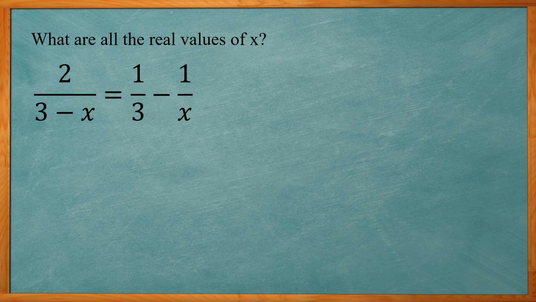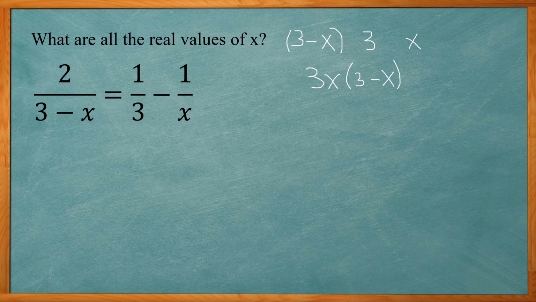So our denominators so far are 3 minus x, 3, and x. So our common denominator would be 3x times 3 minus x. Now none of these three have anything in common, so the common denominator had to be all these three multiplied together. Okay, so I'm going to multiply the first fraction by 3x times 3 minus x.